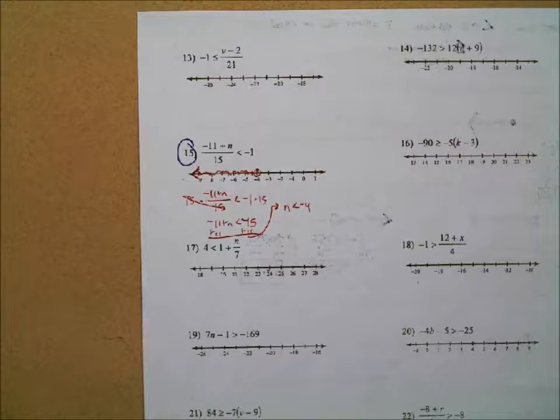Remember, it's when you multiply by a negative, or when you divide by a negative, that's when you flip the sign around. We don't flip the sign around if the number's already negative and we're multiplying by a positive. Only when you're dividing by or multiplying by a negative. Alrighty? Questions on any of that?